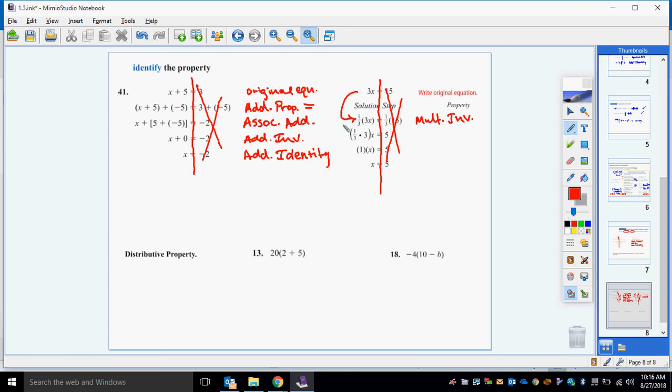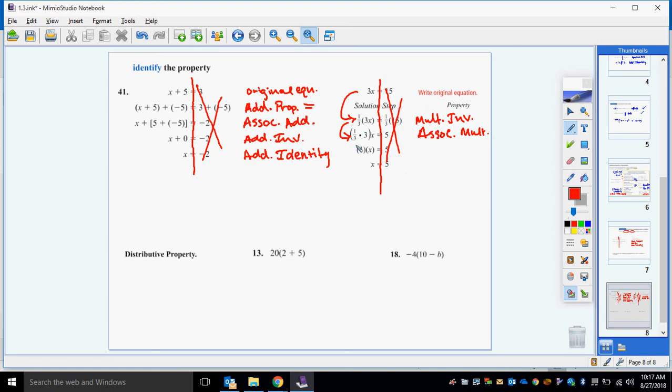Okay, how did I get from the second line to the third line? What changed? I still have a 1/3 and a 3 and an x, but where did my parentheses move to? The front. So moving parentheses is always the associative property. And remember, there's two associative properties, so this would be associative property of multiplication, not addition.